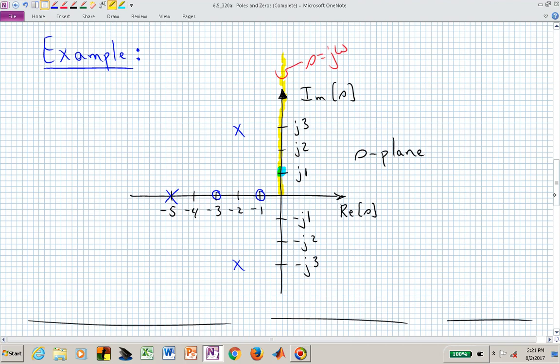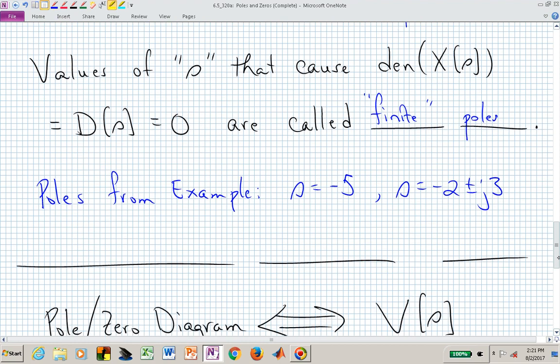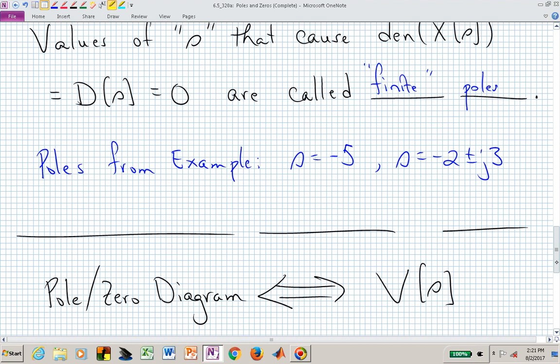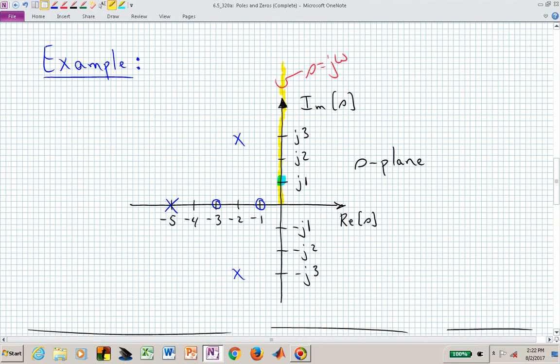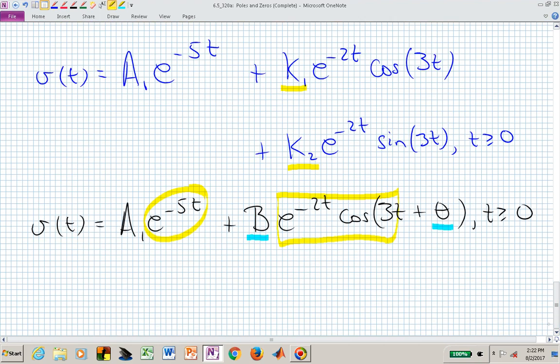And that's now what you should be able to conclude by looking at this pole zero pattern, or given a capital V of S, you should be able to factor its numerator and denominator. And once you know the poles or the roots of the denominator, now you know immediately what the structure of that time domain waveform would be.